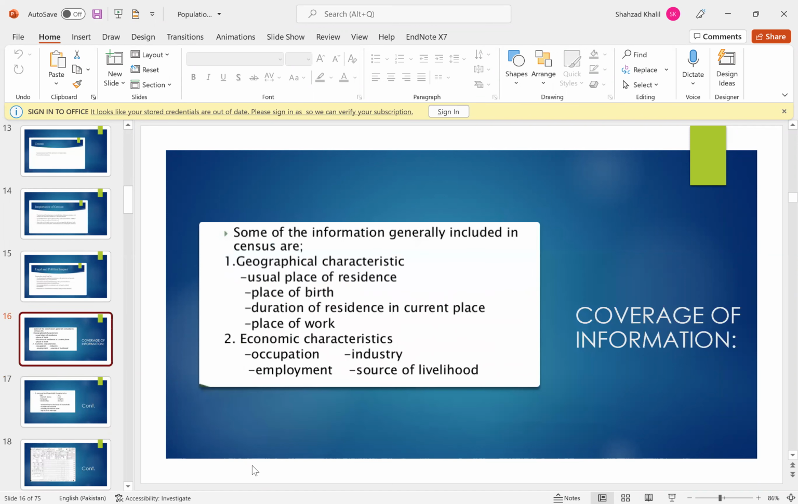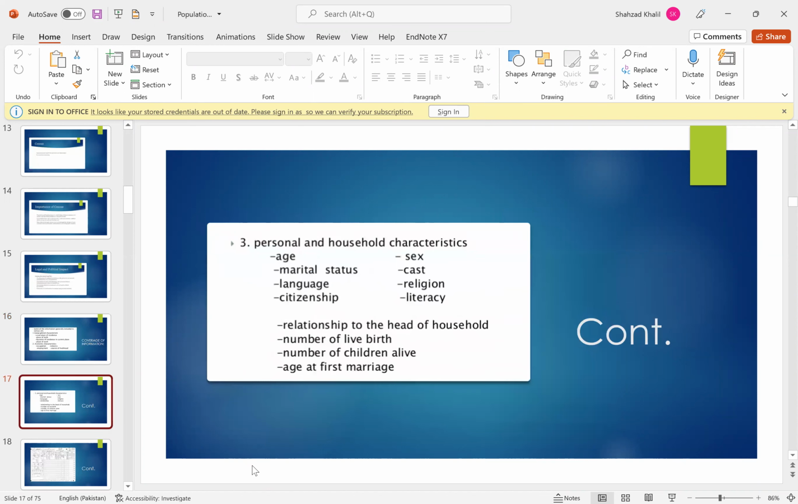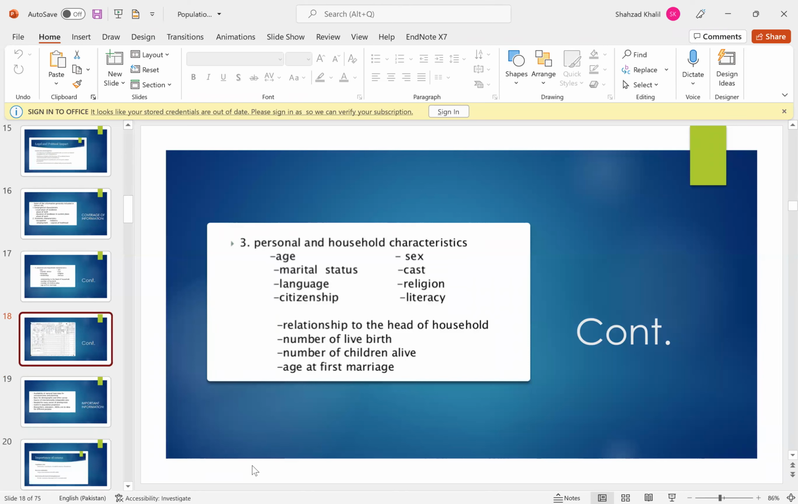Coverage of information includes geographic characteristics, which are usual place of residence, place of birth, duration of residence in current place, place of work, and the economic characteristics include the occupation, industry, employment, source of livelihood. Personal and household characteristics include the age, sex, marital status, caste, language, religion, citizenship, literacy, relationship to the head of the household, number of live births, number of children alive, and age at first marriage.